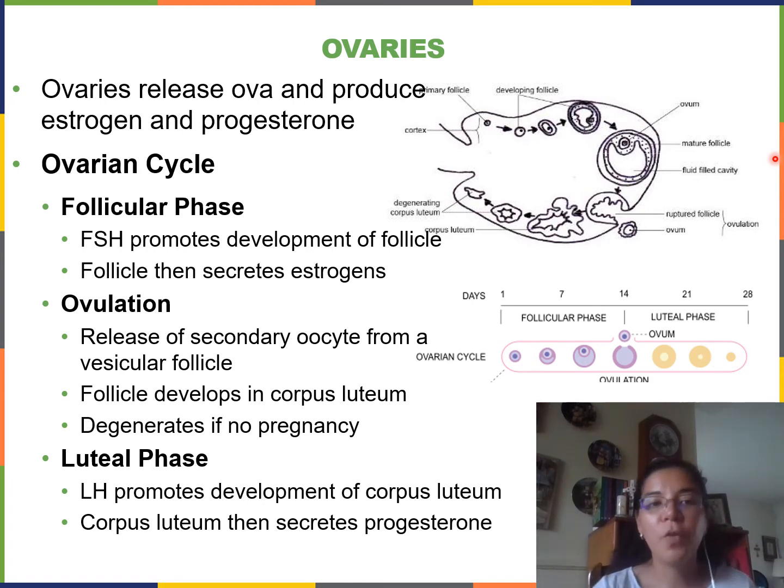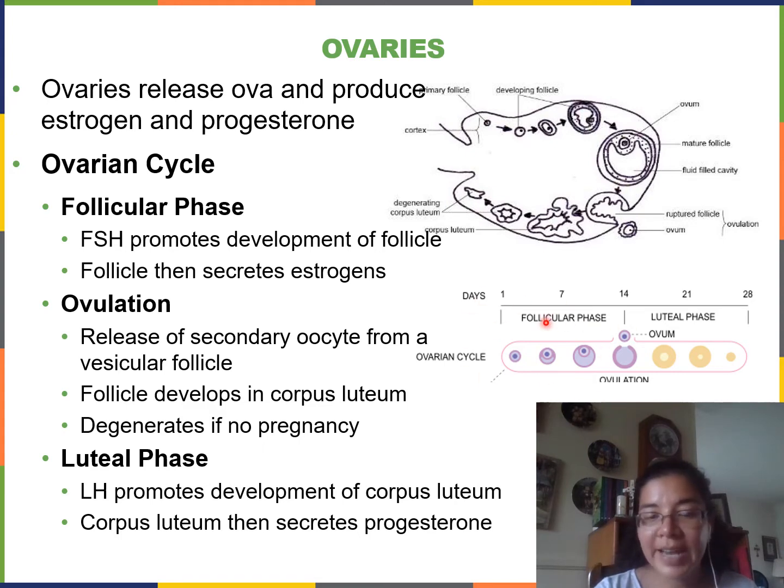So ovaries release ova, that's the plural word for egg, ovum, and then the ovaries also produce estrogen and progesterone. These are hormones that are aiding in the development of the eggs. For males, it was testosterone that's going to aid in the development of sperm. So for the formation of eggs, we call this the ovarian cycle. That means that it's a pattern that repeats.